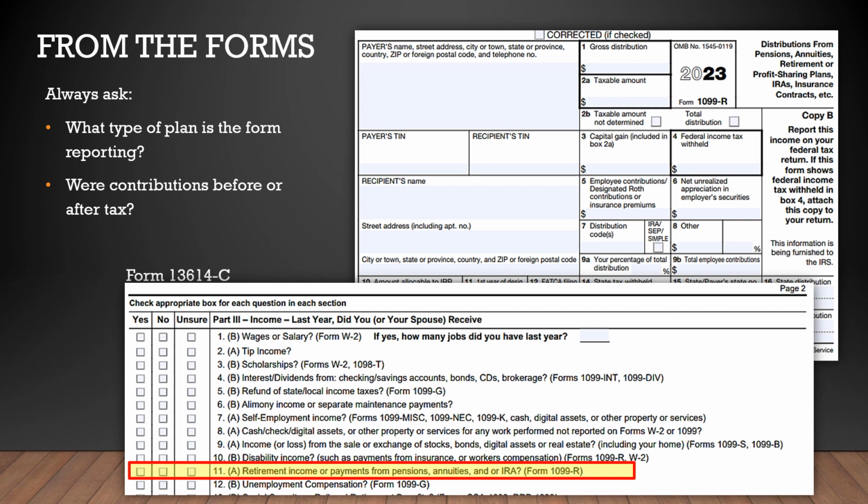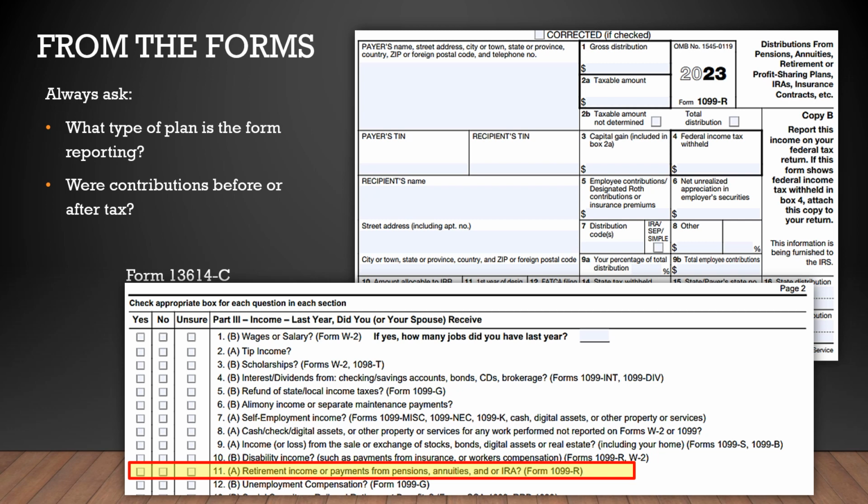So when our clients come in, they're going to have this form 1099-R, which is going to report some form of retirement plan distribution. And we'll also note from our intake form, they will most likely, hopefully, have checked that they have on line 11, retirement income or payments from pensions, annuities, or an IRA. And if you notice, it lumps a whole bunch of kinds of income together.